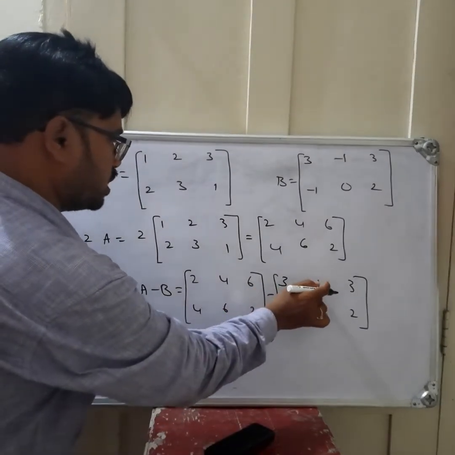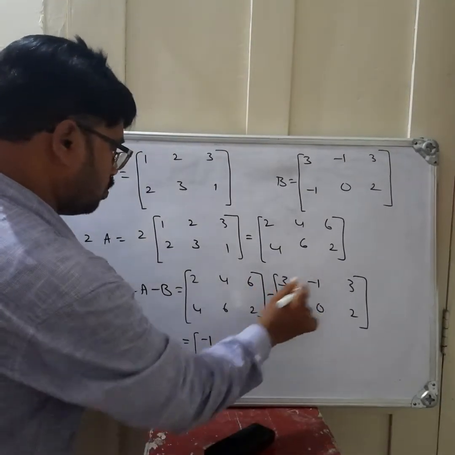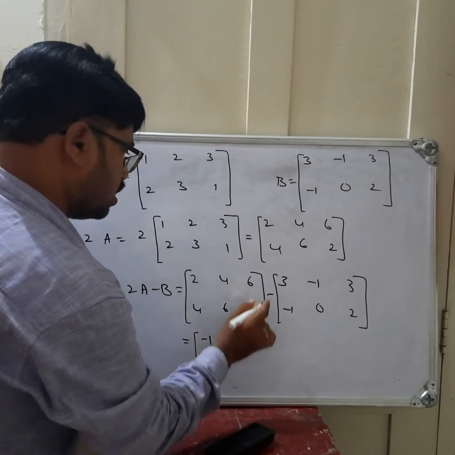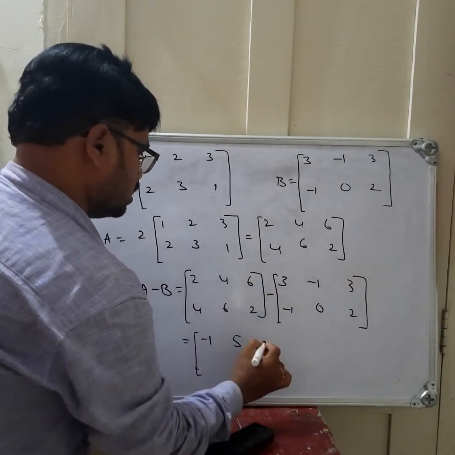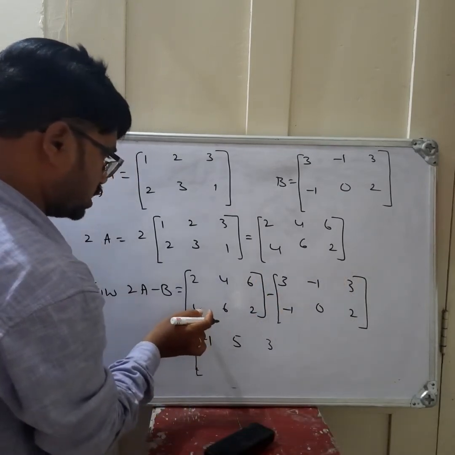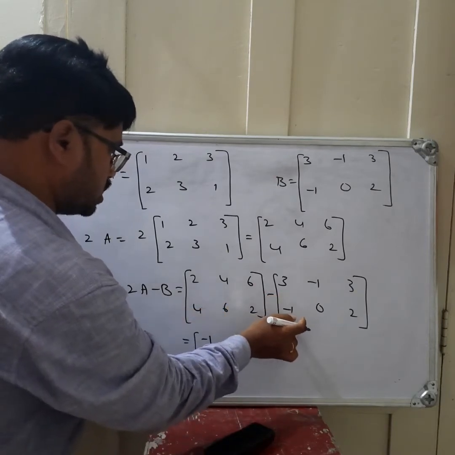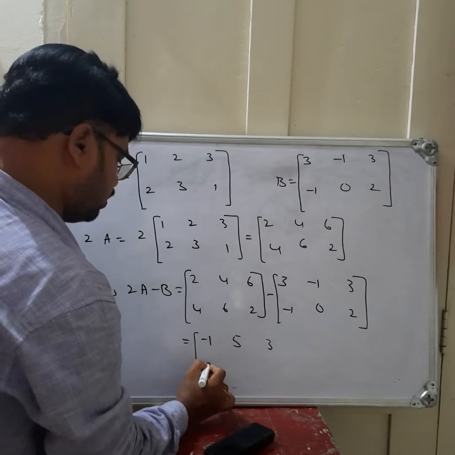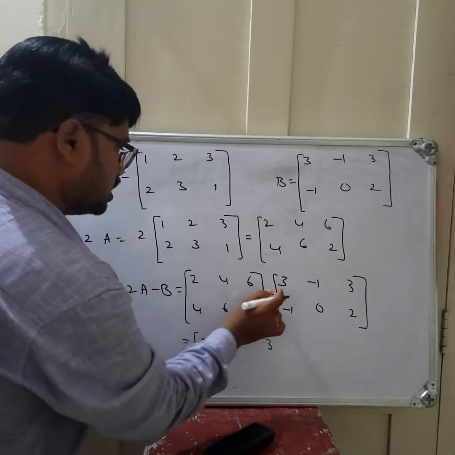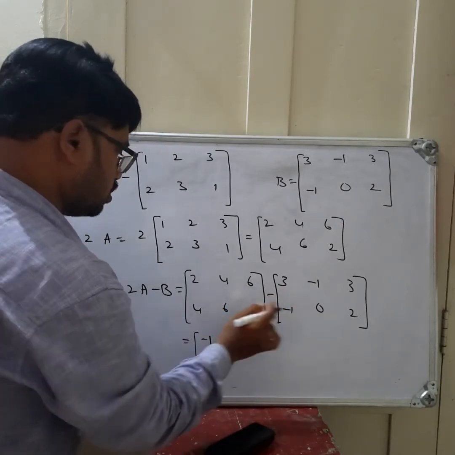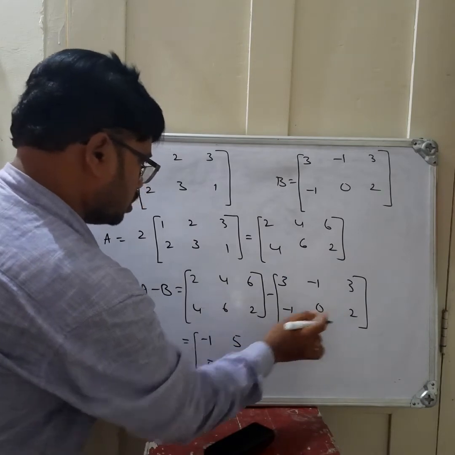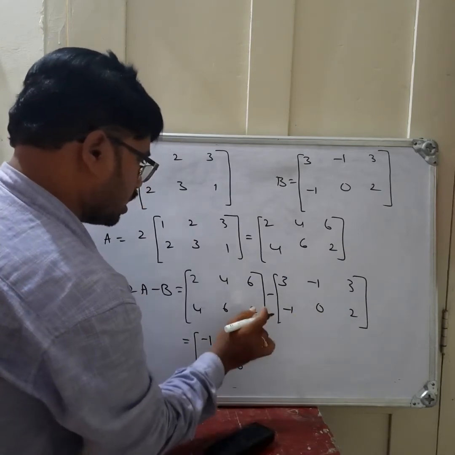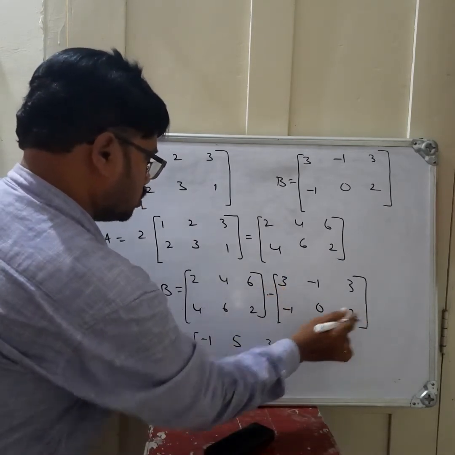4 minus of minus 1, that means 4 plus 1, which is 5. And 6 minus 3 is 3. Next, 4 minus of minus 1, 4 plus 1 is 5. And 6 minus 0, the value is 6. And 2 minus 2, the value is 0.